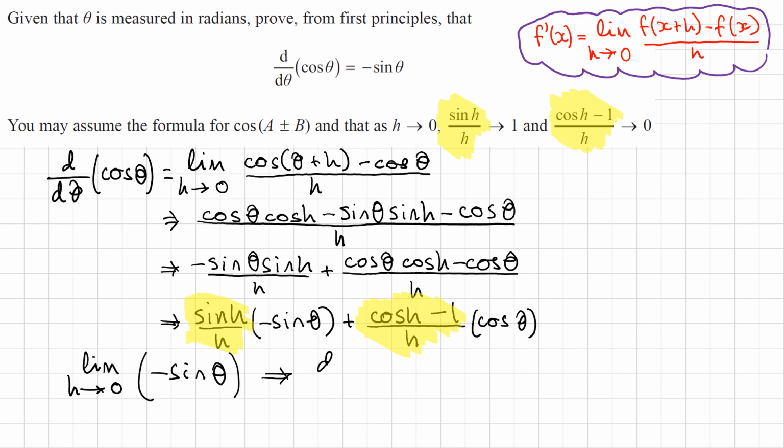I can say that the derivative of cos theta is equal to negative sine theta, and we've done that by first principles.